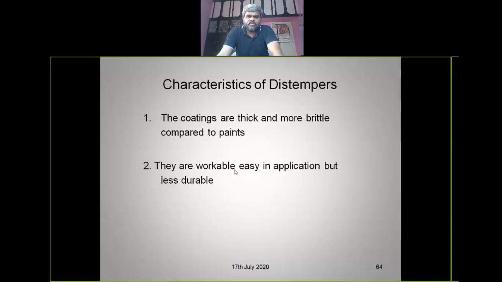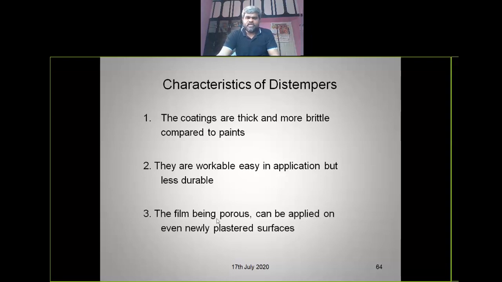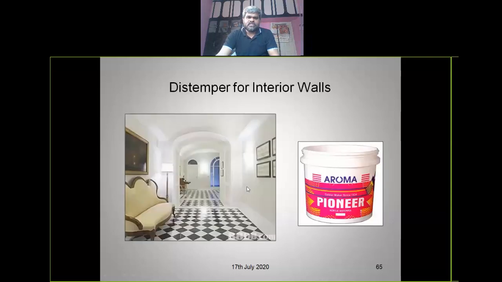Characteristics of a good distemper: the coatings are thick and more brittle compared to paints. They are workable and easy in application, but less durable. The film being porous, it can be applied on newly plastered surfaces. Right, this is what distemper work is.